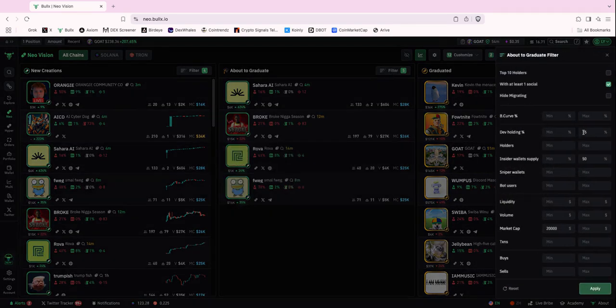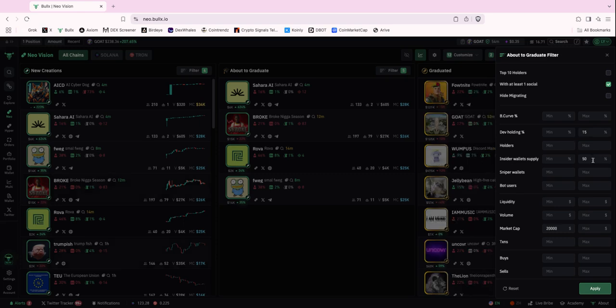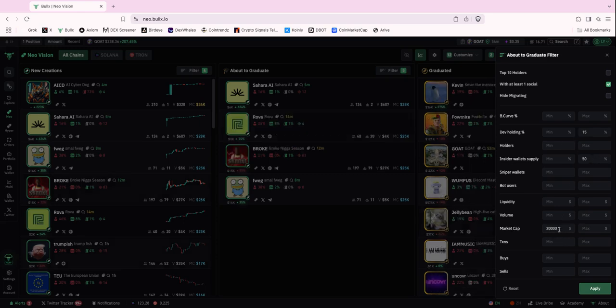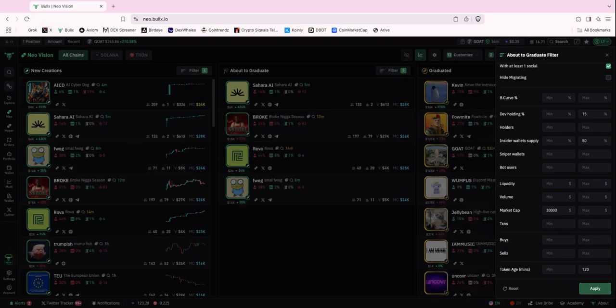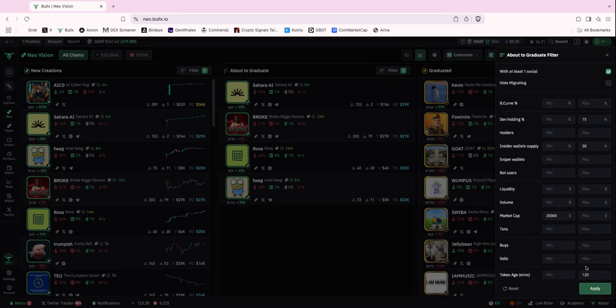And then about to graduate, I have a few more filters. I put dev holding here at 15%, insider wallet supply at 50%, market cap at least 20,000, and token limit 120 minutes. Right now I'm only showing 4 different coins, but if there are a lot of them, sometimes I'll even take this token limit down to like 30 minutes or 60 minutes. 120 minutes I've actually upped recently, mostly because of the current market state, and we're just not seeing as many good coins launch, and so they're taking a little bit longer to bond. So this you kind of have to change with the market.